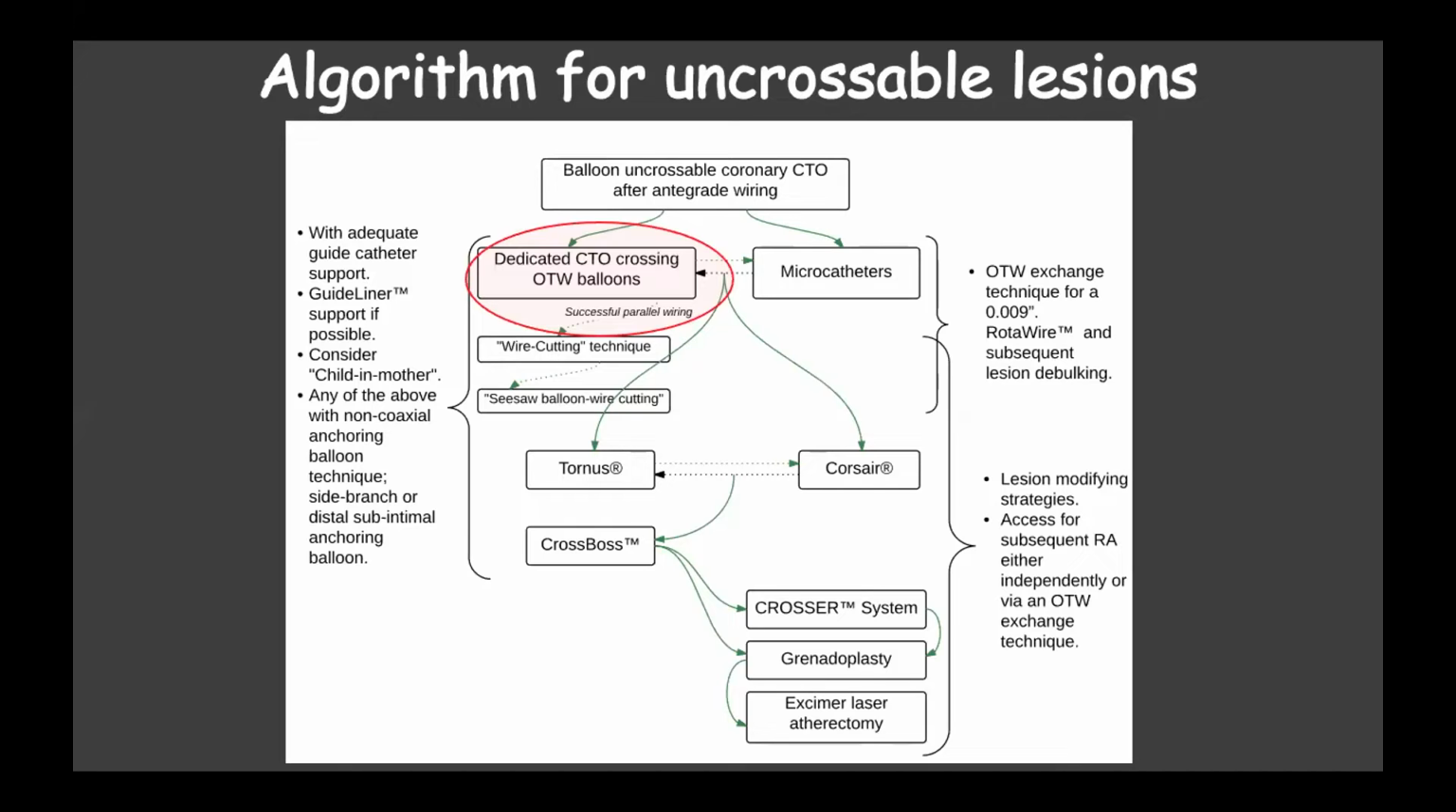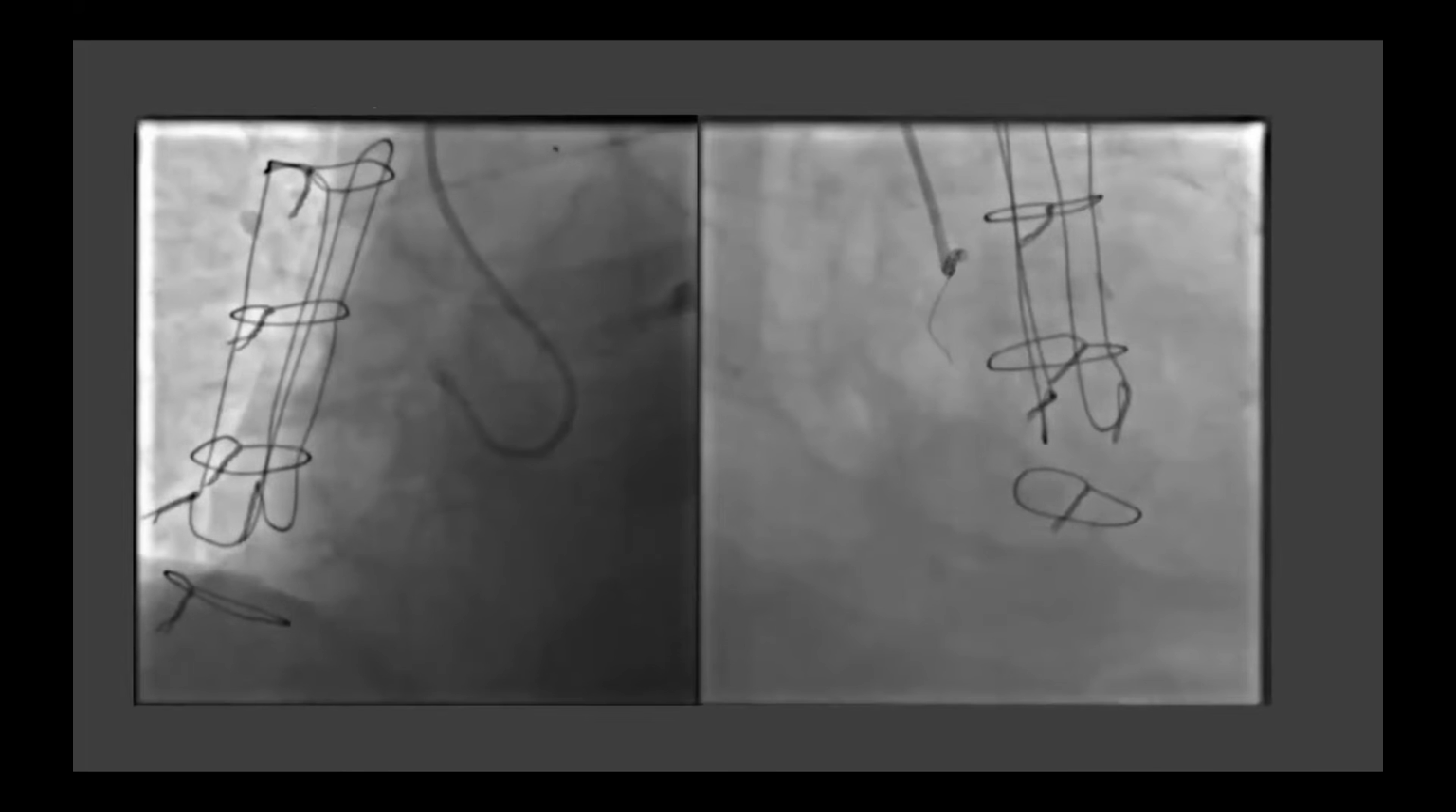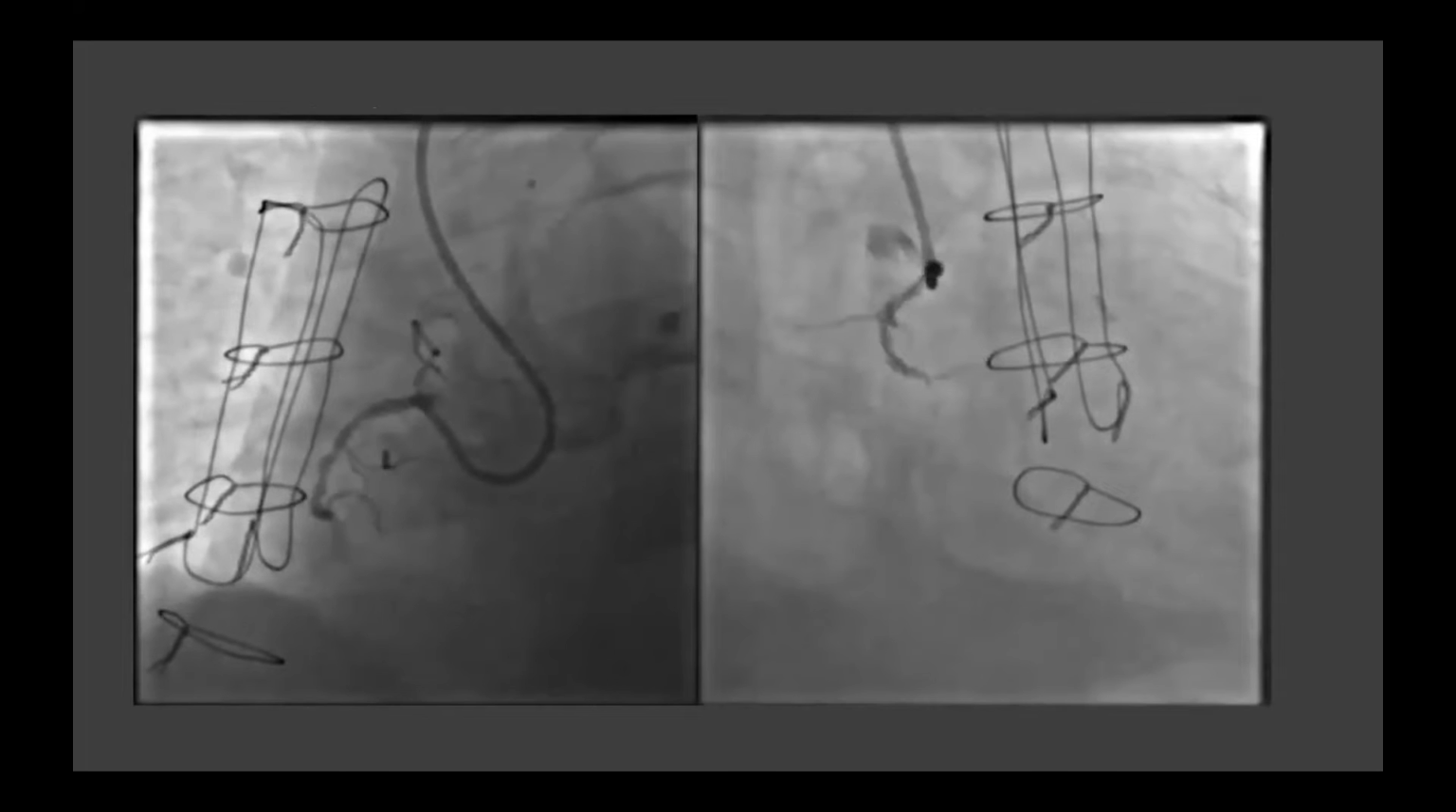We present this case of a 60-year-old male who has several risk factors, who was bypassed 10 years ago, presenting with worsening symptoms at minimal exertion and then at rest, with a new impaired LV systolic function of 30%. On coronary angiogram, we can see he has an occluded graft to the right coronary artery and a chronically occluded right coronary artery.